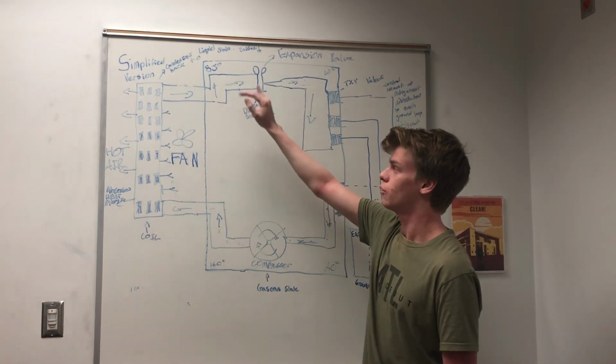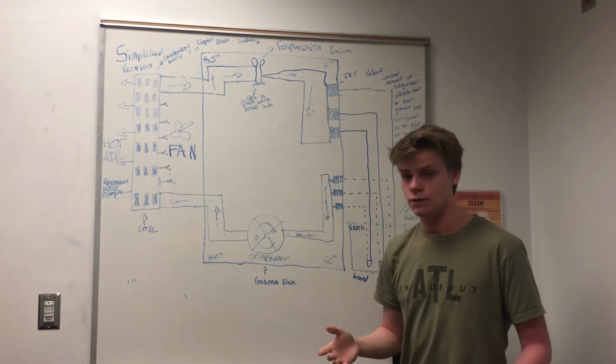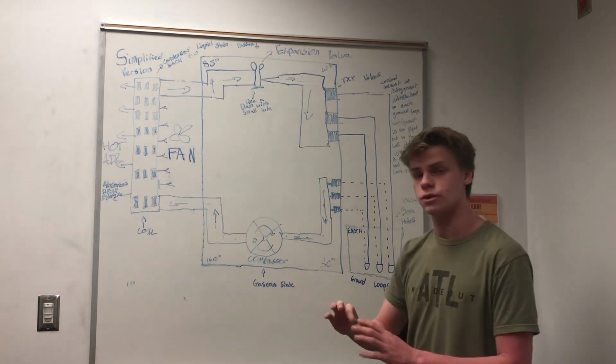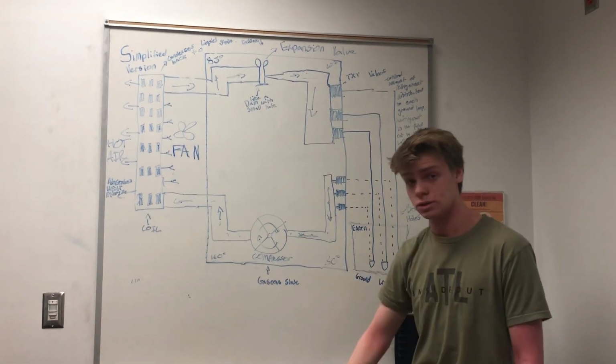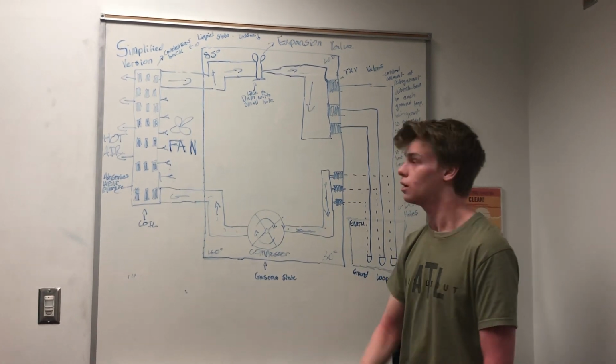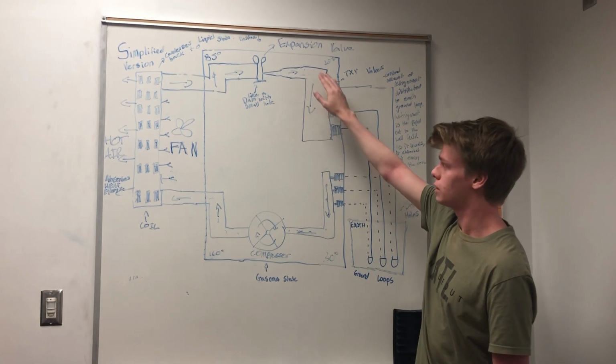The liquid refrigerant passes through the expansion valve, which I think of like a dam with a small hole. As it passes through the dam, it lowers drastically the pressure of the refrigerant, therefore lowering the temperature and bringing it out at about 20 degrees.